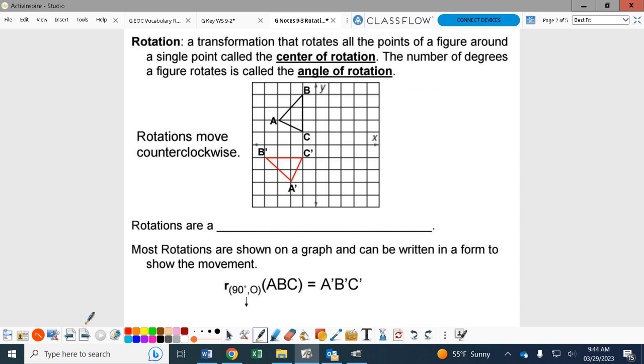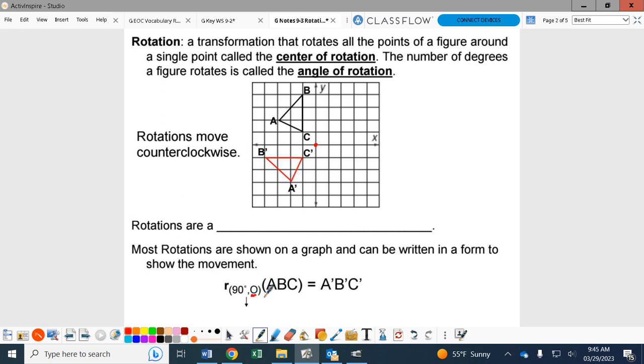So getting started, rotation. This is going to be a transformation that rotates the point around a single point, called the center of rotation. We are only going to be rotating around the origin. Listen, you can rotate around other points. We do not have time before the EOC to get that in and get the other stuff in. So we are only going to be rotating around the origin. That's the only point that we're going to be rotating around. That center of rotation for us is always going to be that origin.